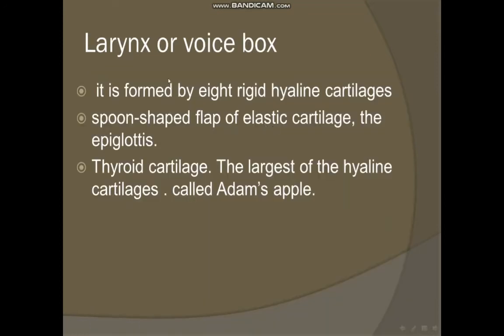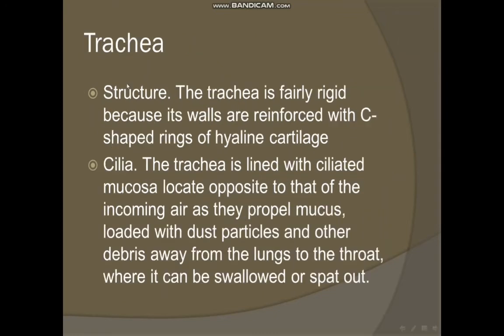The larynx, or voice box, is formed by eight rigid hyaline cartilages, and the spongy-shaped epiglottis. It also has the thyroid cartilage, which looks like a shield, the largest of the hyaline cartilages, called the Adam's apple, or in Arabic, Adam.